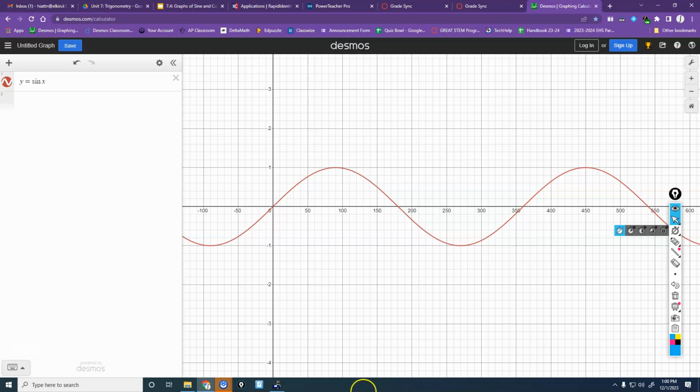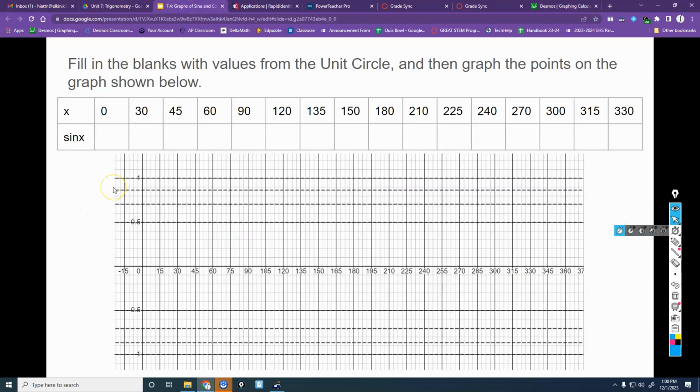So let's look at cosine. All right, so cosine is going to be that second graph. I want you guys to do the same thing for cosine. Fill in your values for cosine and graph those on that coordinate plane. I'm going to freeze my screen again so that you can't copy me.